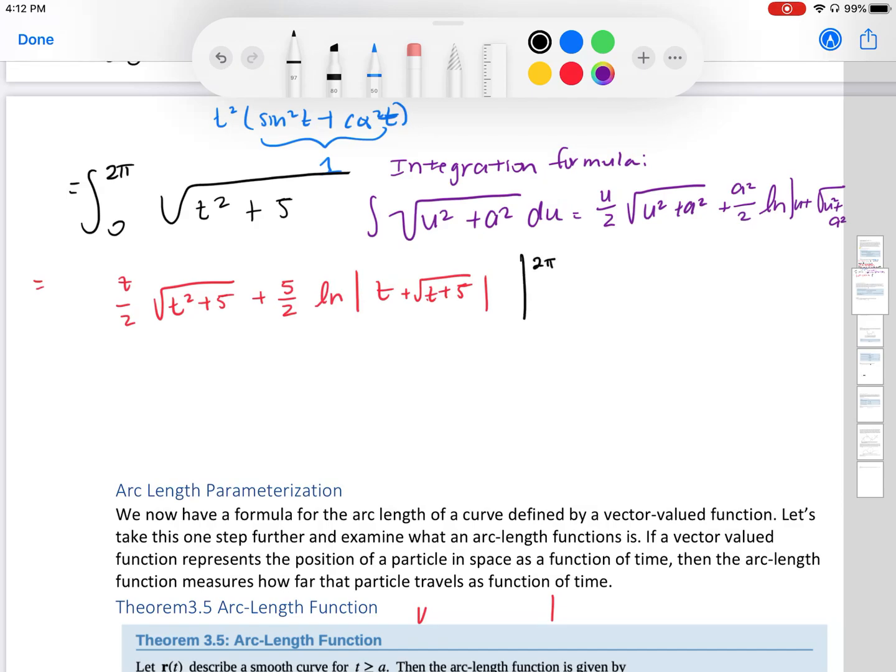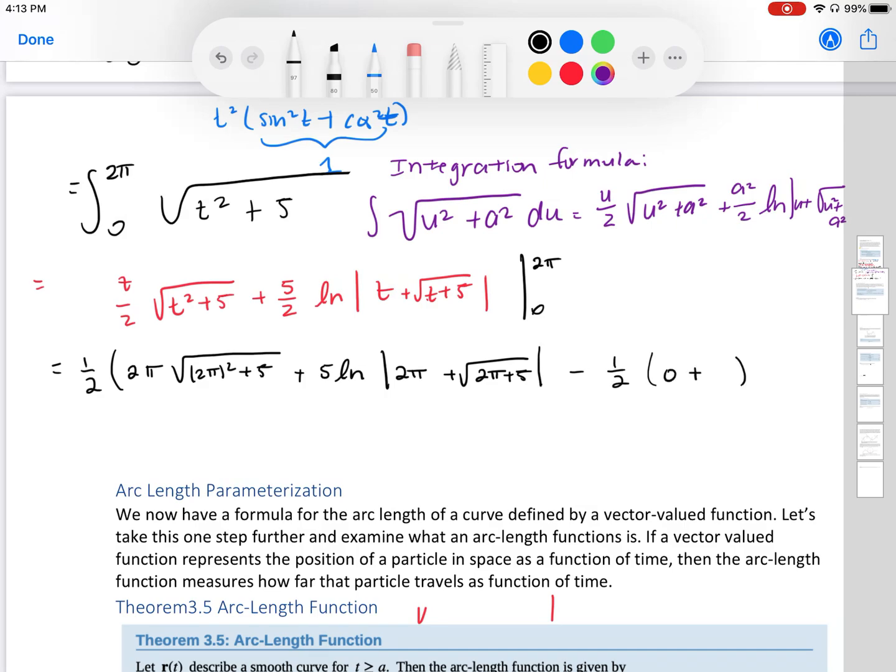All right, let's clean it up. We're applying this from 2 pi to 0 so that we have 1/2 times 2 pi of the square root of 2 pi squared plus 5, ln of 2 pi plus the square root of 2 pi squared plus 5, minus 1/2, and stuff cleans up so that we're just left with 0 plus 5 ln of the square root of 5.